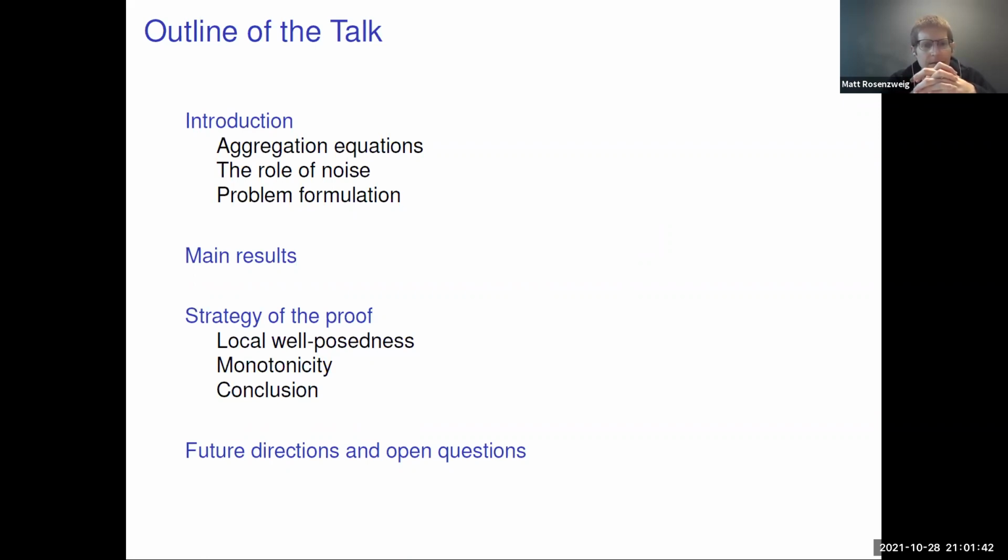Then I'll go a little bit, but at a high level, into the strategy of the proof, broken up into three sections: the local opposing step, the monotonicity step, and then, of course, putting everything together and concluding. And then at the end of my talk, time permitting, I'll leave you with some thoughts for the future about some questions and further directions of research.